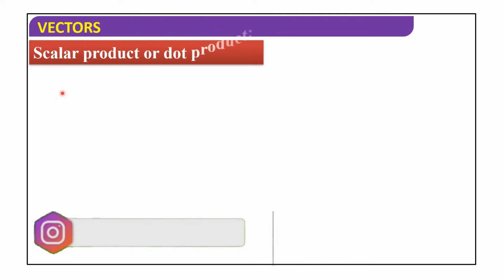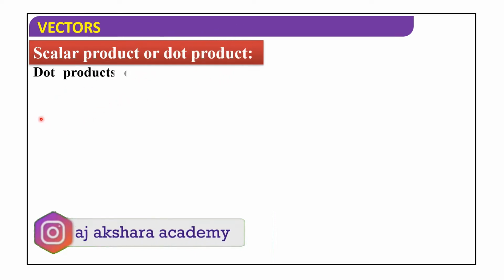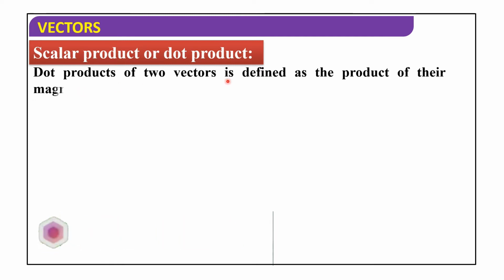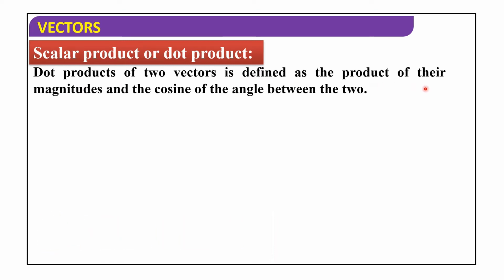First one, scalar product or dot product. Let us discuss. The dot product of two vectors is defined as the product of their magnitudes and the cosine of the angle between them.